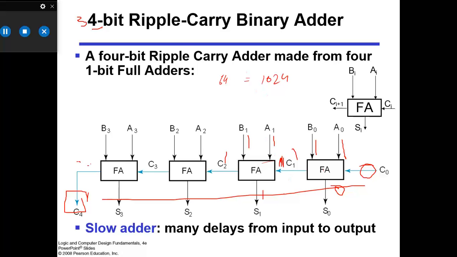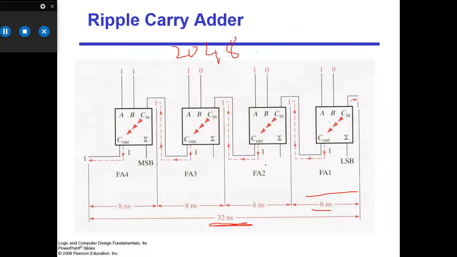But these adders are slow, mainly because of the delay from input to output. This delay from input to output will increase as the number of blocks in the array increases. This carry chain is going to increase, and hence slow the final answer.